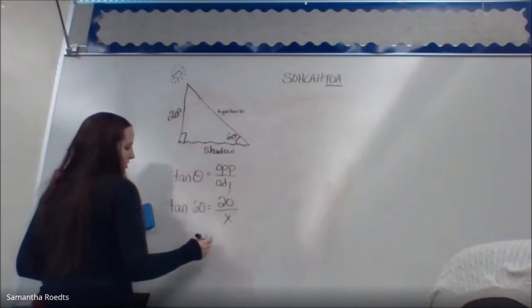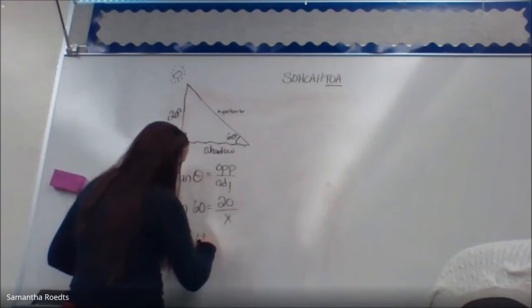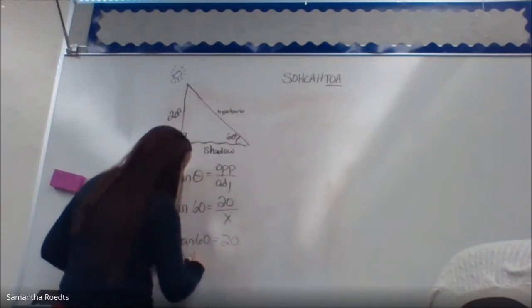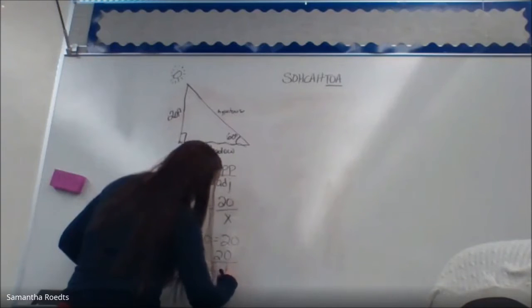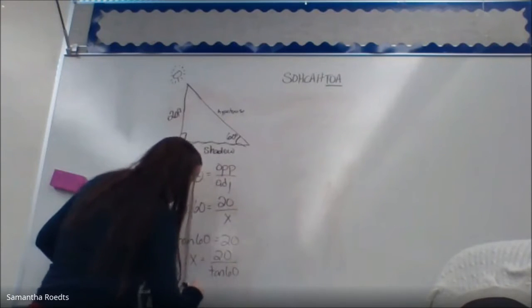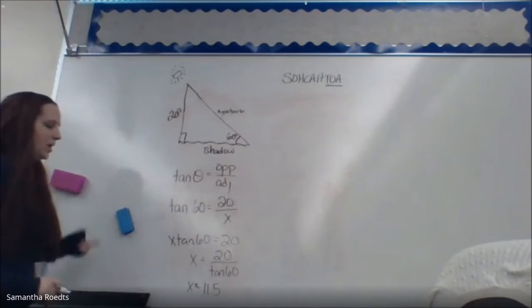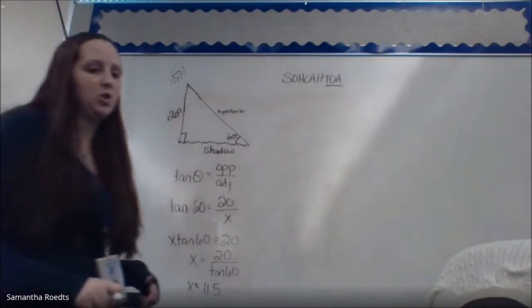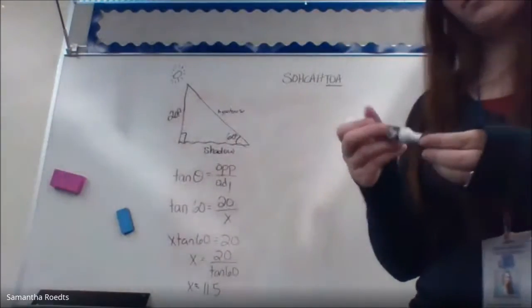Okay. So what I need to do here, if I multiply by x, that gives me x tangent 60 equals 20, and then x equals 20 over tangent 60. So x equals approximately 11.5. 20 divided by tangent of 60 gives me approximately 11.5.